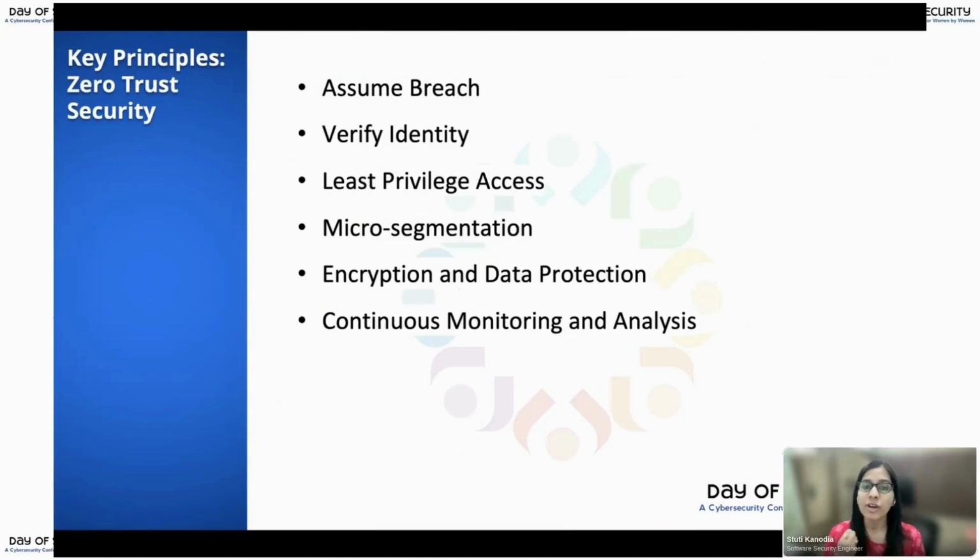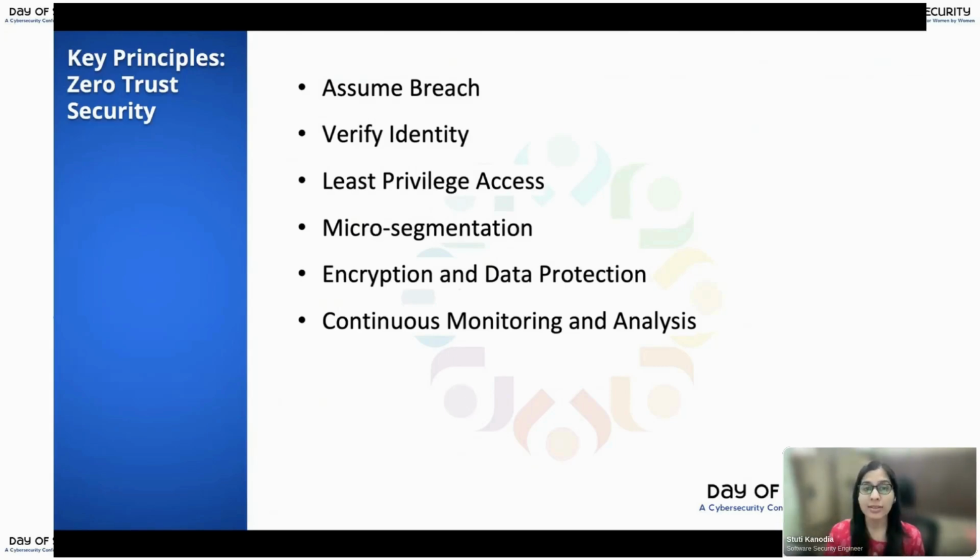The second is verify identity. We have to continuously verify the identity of a user, device, or any such entity that is present within a boundary or outside of the boundary. It is basically a continuous authentication process that carries on within zero trust security. Now coming to least privilege access.